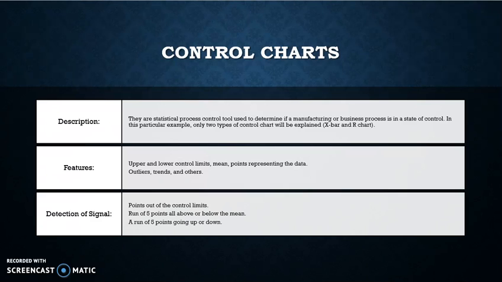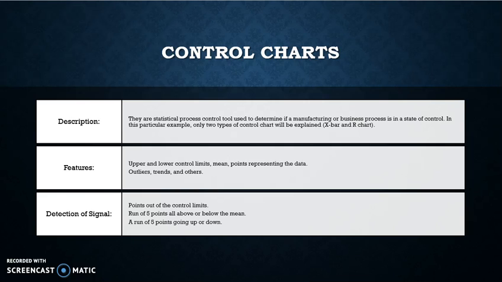So some special features: in the control charts, we will always find upper and lower control limits, a mean line, and points representing the data. Also, we'll find outliers, maybe trends, and others. And how do we determine that our process is in control? With points out of control.